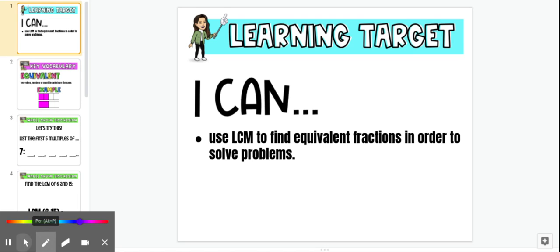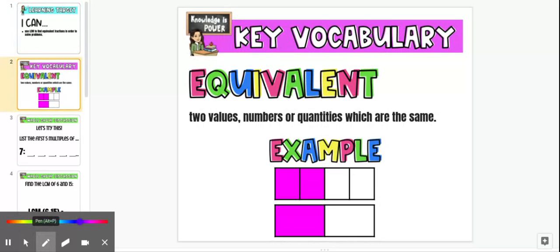In this video, we are going to be talking about using LCM to find equivalent fractions so that we can solve problems. All right, let's start with our key vocabulary word, the word equivalent. So we have two fractions here. This top fraction is 2/4, because I have 2 shaded in, out of the 4 total, and we're going to set that equal to 1/2.